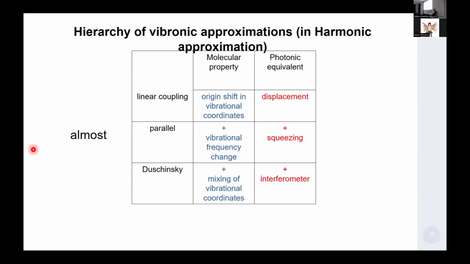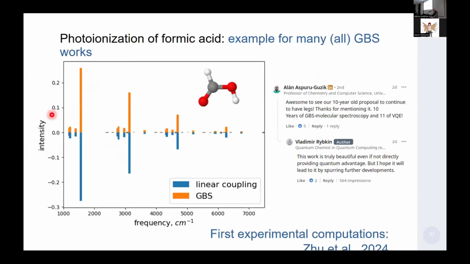So, heads up. We have three operations for computing vibronic spectra, and we have photonic realizations of those: linear coupling, parallel mode Duschinsky, and squeezing, displacement, and interferometer. In the current state, we can do linear coupling. We can almost do squeezing, and this is work in progress. But, of course, we can already measure this, and that's what we did.